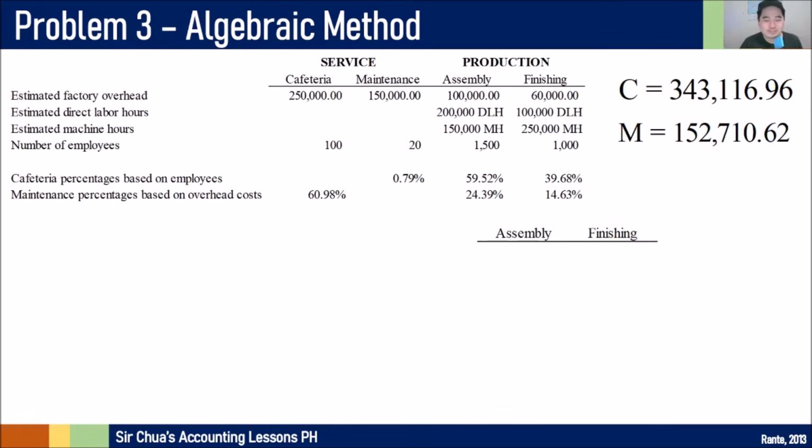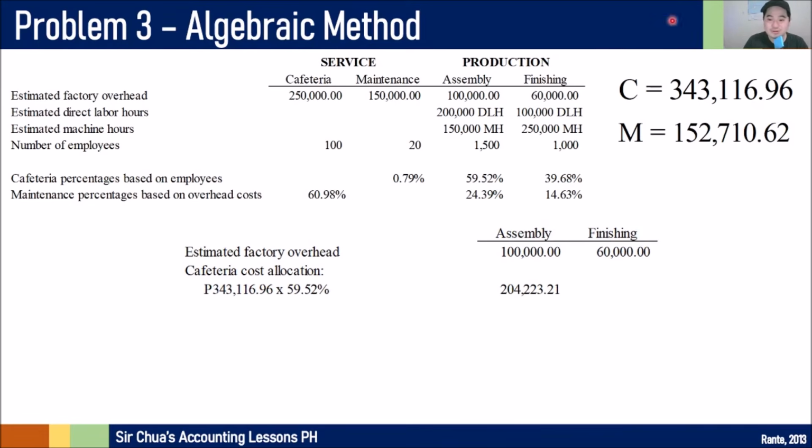Let's now allocate first the C cost. Okay, so lista mo muna si estimated factory overhead of 100,000 and 60,000. Now, for your cafeteria cost allocation, this is what you do. So, syempre, C cost na tayo. Hindi na yung 250. Okay? Kasi, yung C cost na to, may effect na ng M. Yung M cost na to, may effect na ni C. Kasi nga, may reciprocity. Okay?